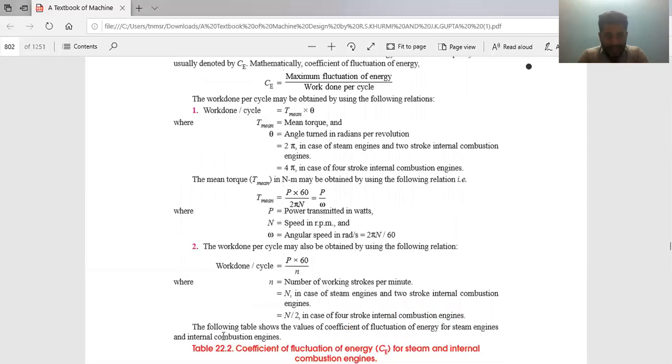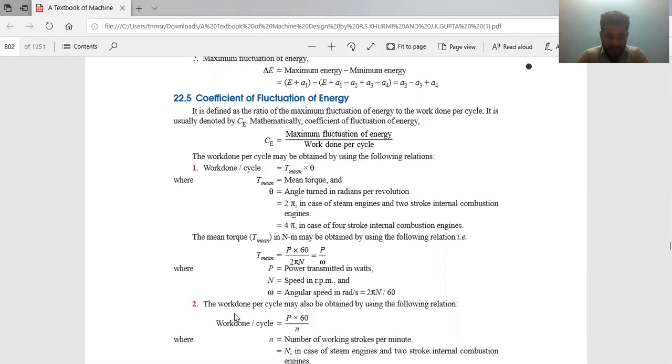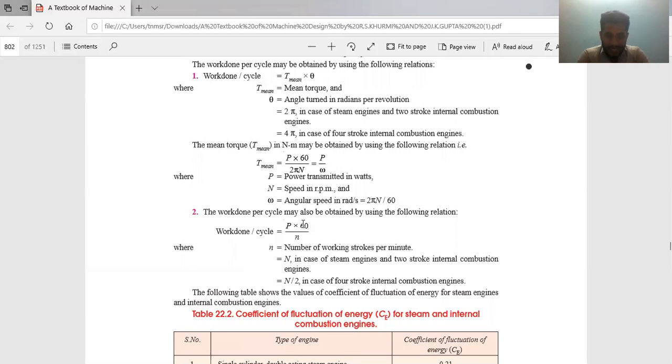Second way of calculating the work done per cycle is this expression: P into 60 divided by N. What is P? P is nothing but power. And what is this N? N is the number of working strokes per minute.